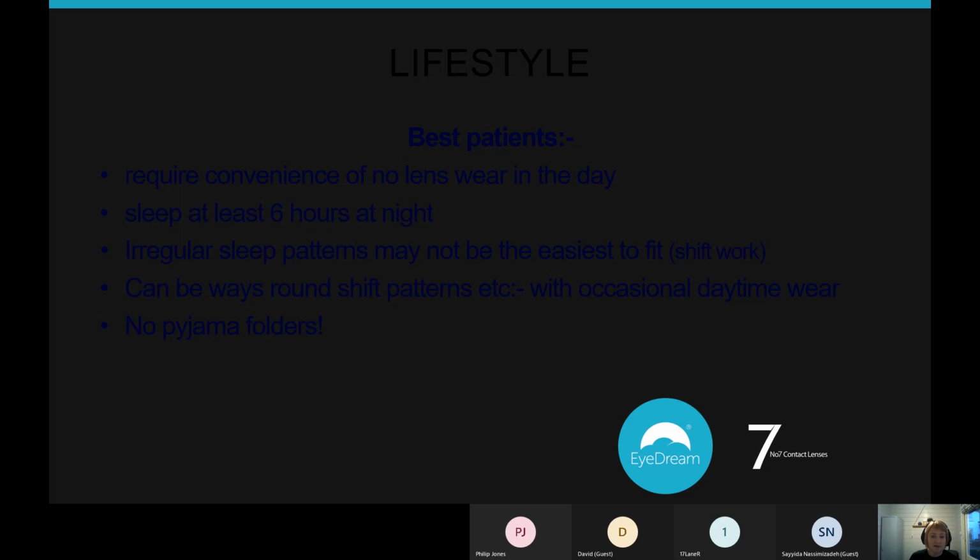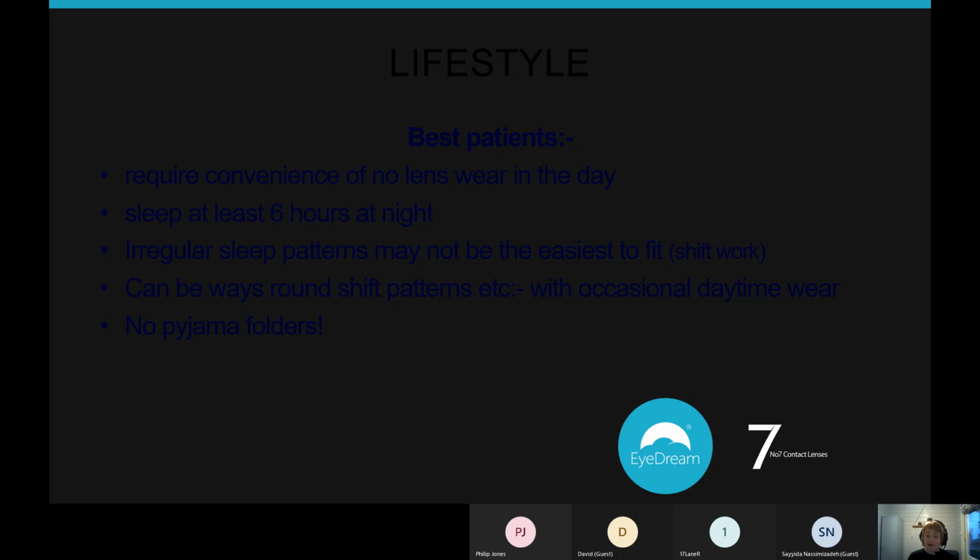So from a lifestyle point of view, our best patients are patients that don't want to wear lenses in the day, and that can be adults who are seeking ortho-K for vision correction, but also a benefit for those doing myopia management. They sleep at least 6 hours at night. Now, that is most critical in that first couple of weeks when we're trying to establish success. By the time we get beyond that, the lenses are really acting very much as a retainer, so they're not creating such active forces underneath, and therefore the 6 hours becomes less critical. But in that first few weeks where we're trying to work out if it's going to be successful or not, we want our patients to try to commit to that 6 hours.